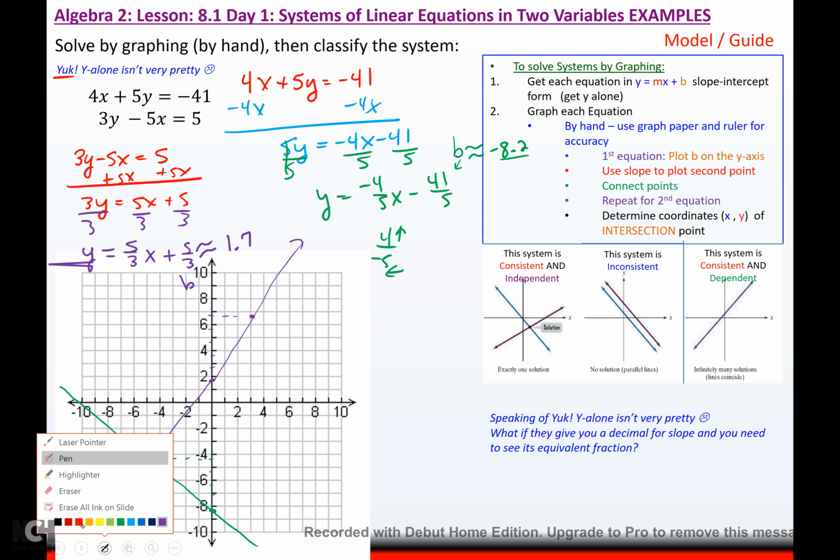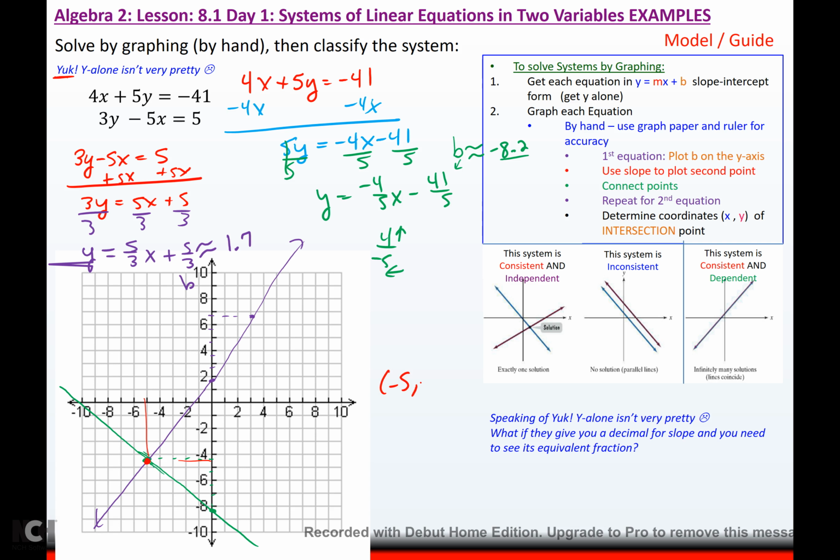So now my solution is going to be right there, which is what? I don't know. I'm going to call that about -5. And I think I'll call that, I don't know, about -4.5.